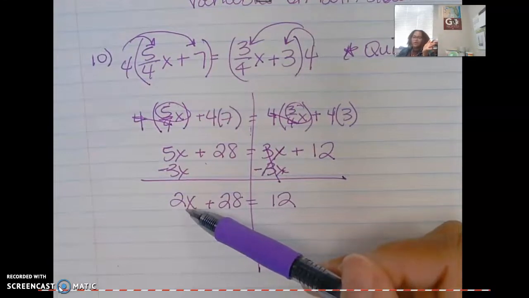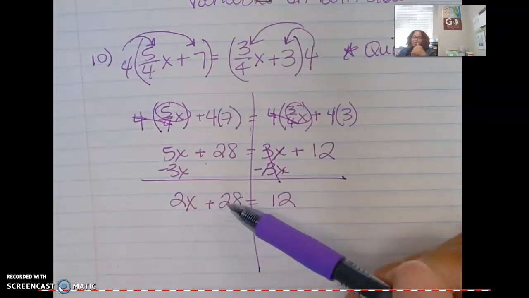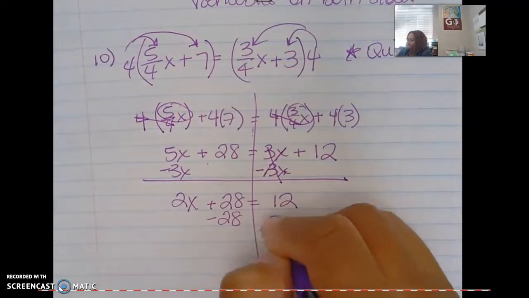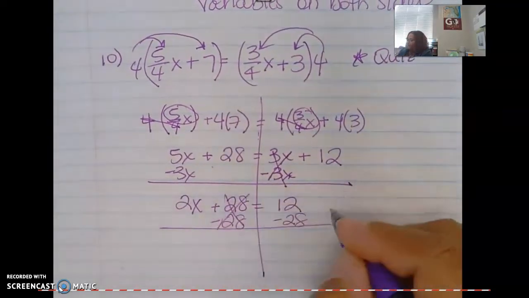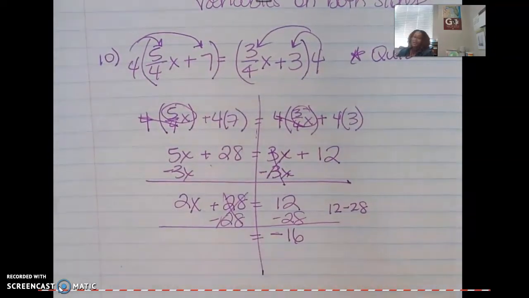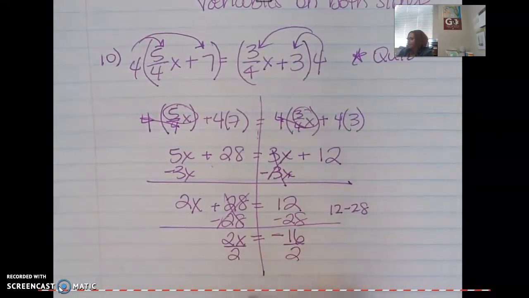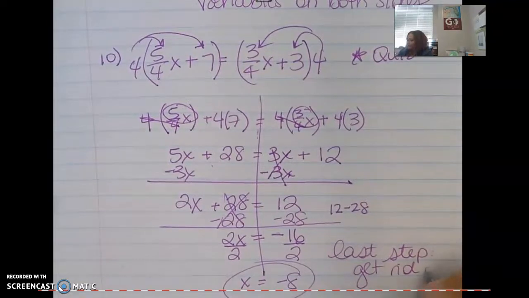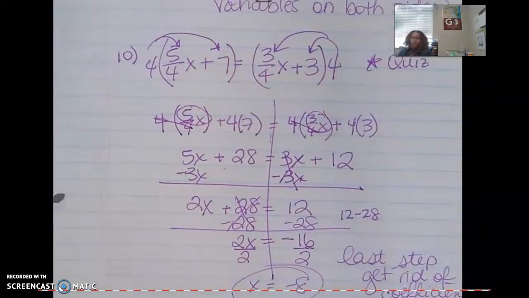And so I try and get rid of the coefficient, which is the very last step. So now I'm getting rid of the constant on the left-hand side. So I subtract by 28 on both sides. This problem is read as 12 minus 28, which is a negative 16, because I cannot take 28 away from 12 without going into the negatives, equals 2x. Divide both sides by 2. X equals negative 8. This is always the last step. Last step to get rid of coefficient, which involves division or multiplication of some form. C-O-E-F-F-I-C-I-E-N-T. Get rid of your coefficient.